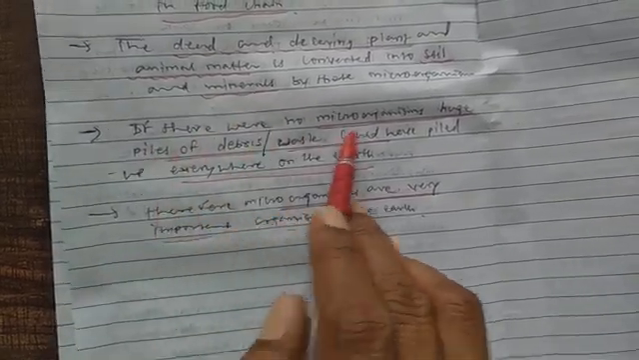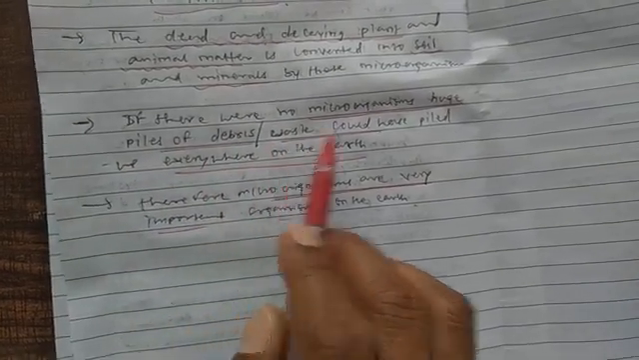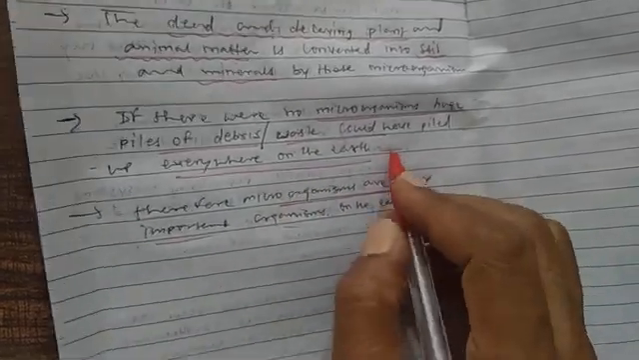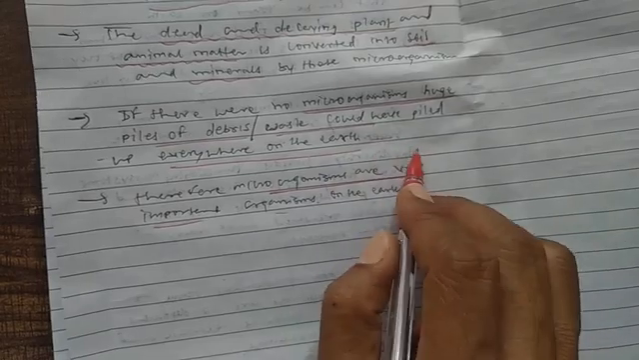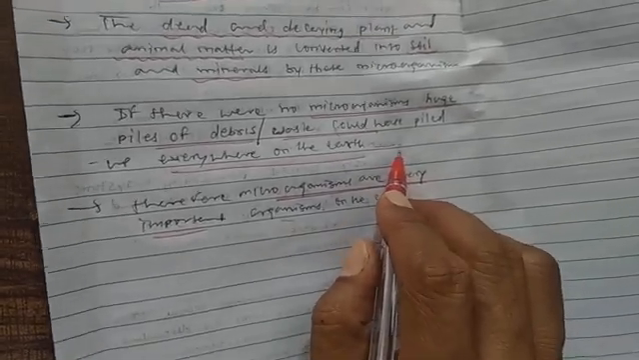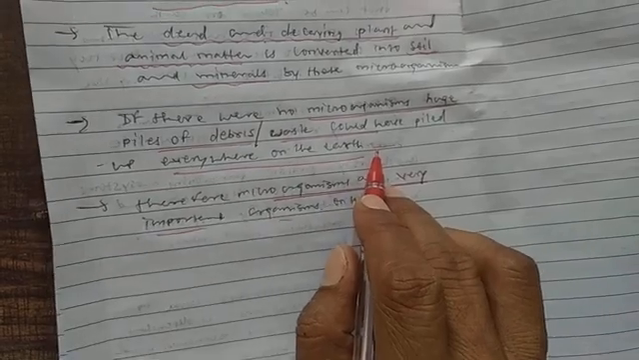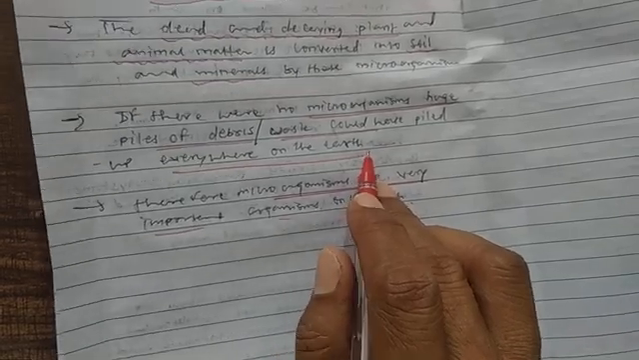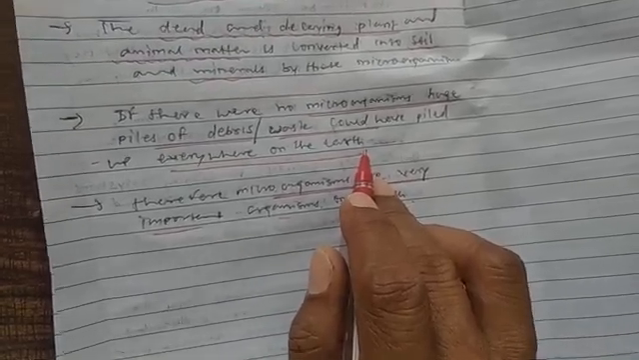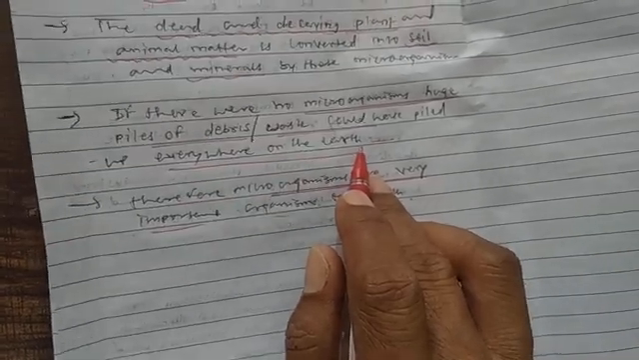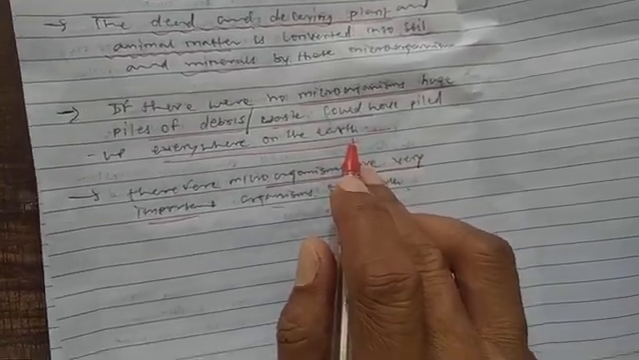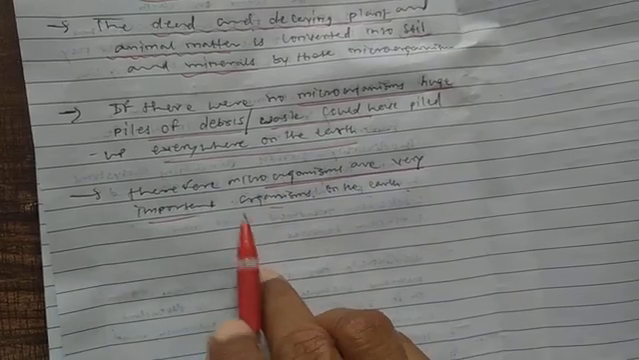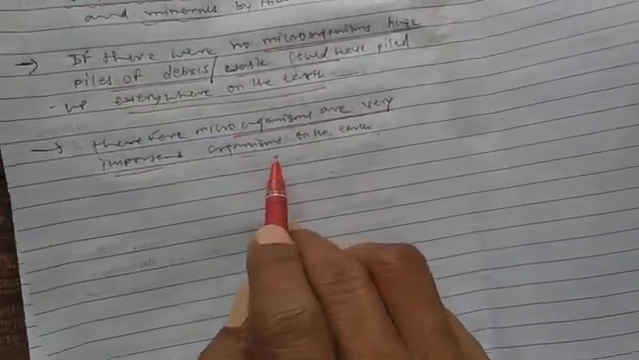If there were no microorganisms, huge piles of debris or waste would have piled up everywhere on the earth. After that, you would see air pollution and water pollution. That's why microorganisms play a very important role in nature. Everything is decomposed. Today we have the body, and tomorrow human beings are buried in the soil. After two months, you see that the human body is totally decomposed, eaten by microorganisms. It means nature is cleaned by microorganisms, and that's why they are very important. Therefore microorganisms are very important organisms on the earth.